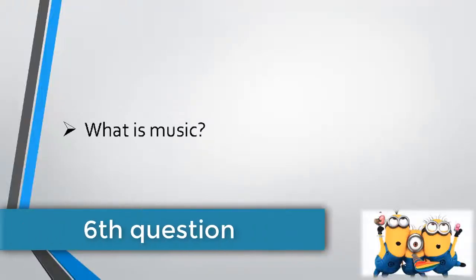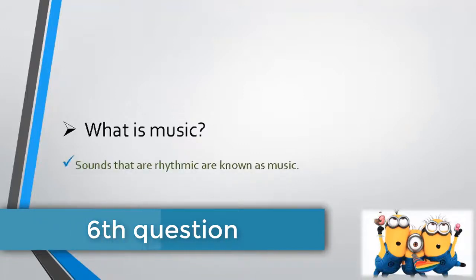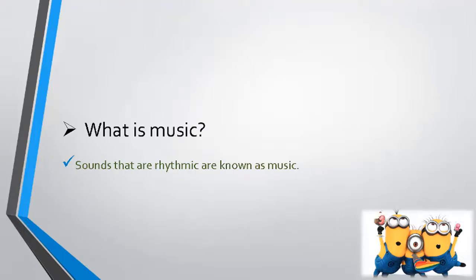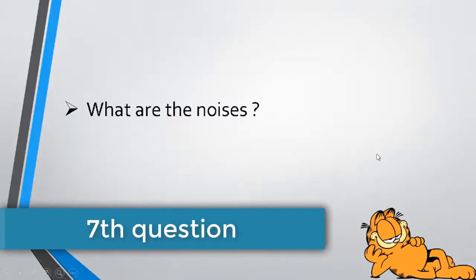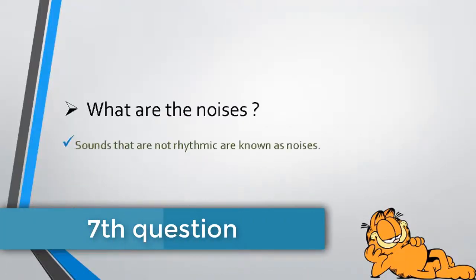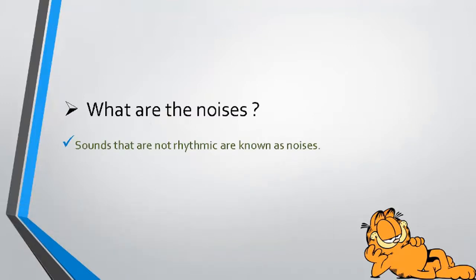What is music? Sounds that are rhythmic are known as music. What are noises? Sounds that are not rhythmic are known as noises.